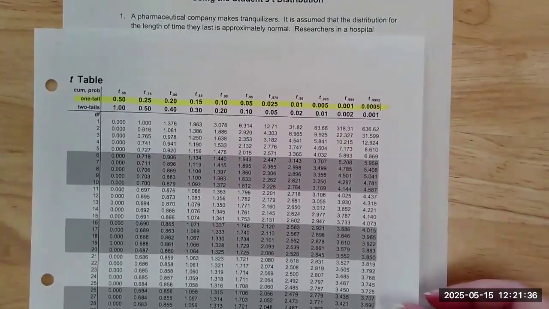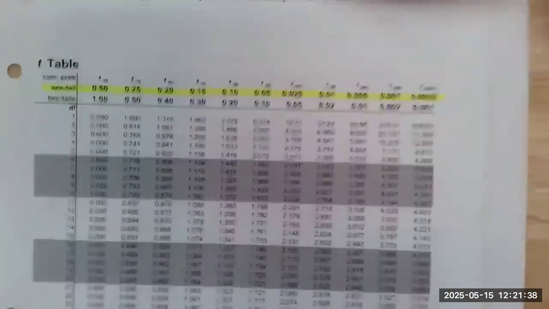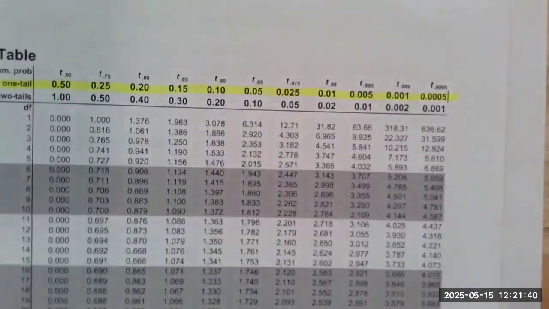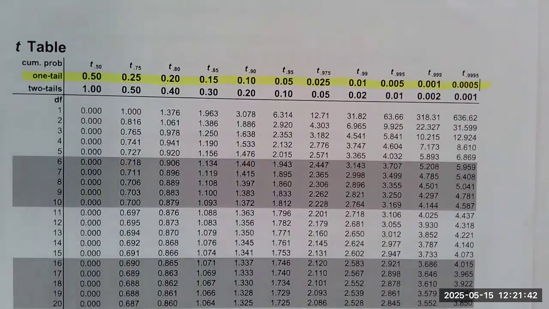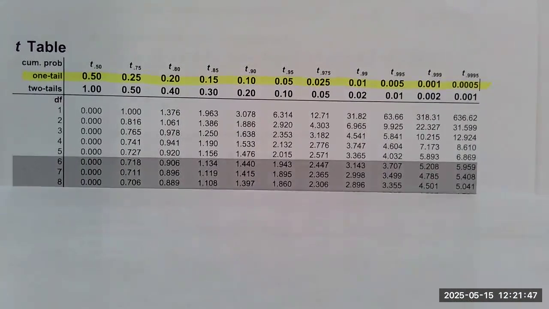So we figured out, let me zoom in, that we're at degrees of freedom 8. So I'm going to put a piece of paper under 8 here. Okay. And then now we've got to figure out which column we're in.